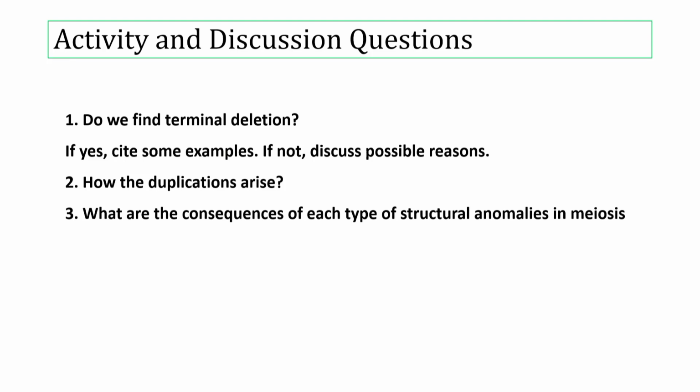The other question is how the duplications arise. The third, what are the consequences of each type of structural anomalies in meiosis?